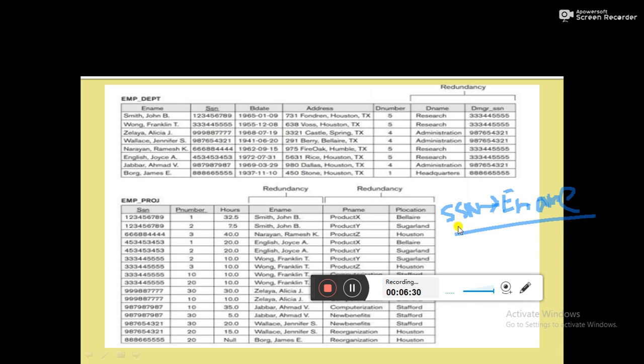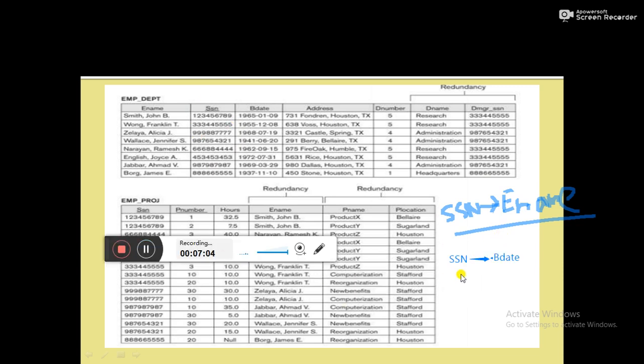This implies that ename is functionally dependent on SSN. That means for a particular value of SSN, there is a unique value of ename. Suppose you consider the SSN 1, 2, 3, 4, 5, 6, 7, 8, 9. Is there a unique value of ename or not? Yes. For that particular SSN, there is a unique value, Smith John B. So this is the right FD. This FD holds. This functional dependency holds on this relation.